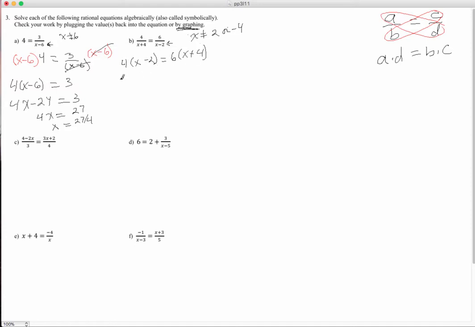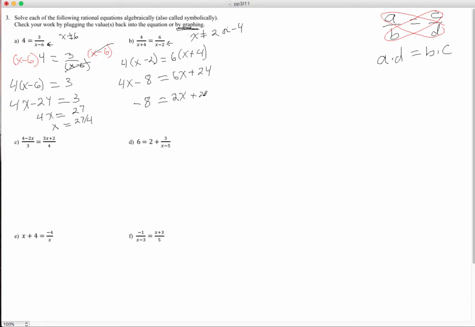Okay, let's go ahead and distribute: 4x and then a minus 8, and that is equal to 6x plus 24. Okay, I'm going to move the x's to the right, keeping the x's positive because I'm just horrible with signs. So if I do that, that's going to give me negative 8 equals 2x. That's subtracting 4x from both sides.